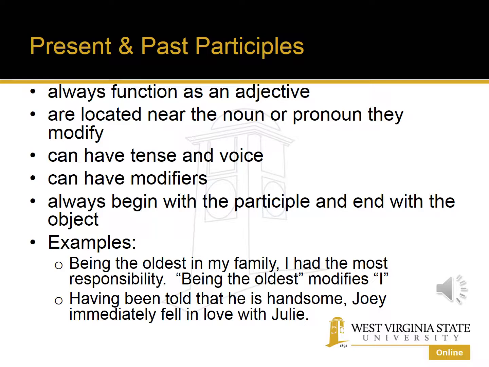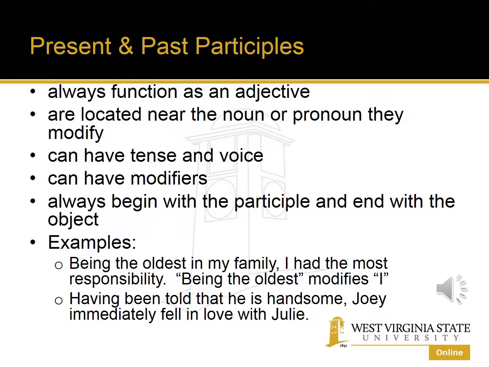Having is the present participle form, been indicates the passive voice, and then the past participle, which we've learned is used to create the passive voice. So the passive voice conjugated would be I have been told. As a participial present passive, it would be having been told. And then the clause that he is handsome is a modifier of the participial phrase. So having been told that he is handsome is describing Joey. So once again, it is an adjective.